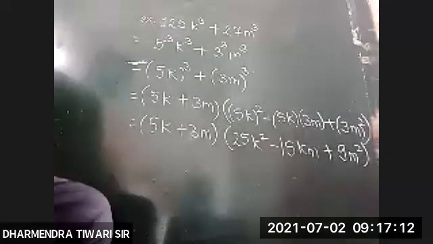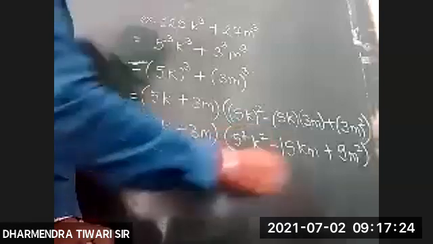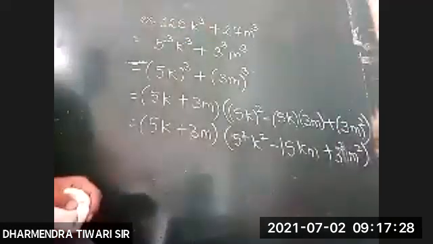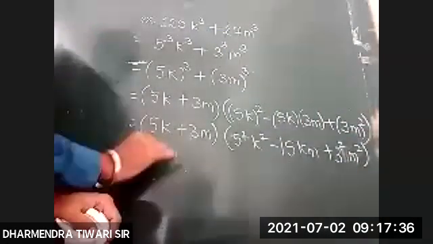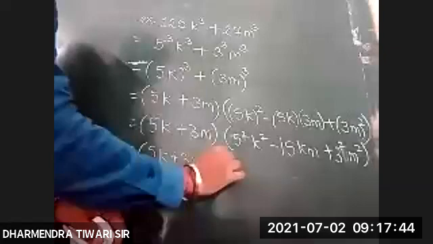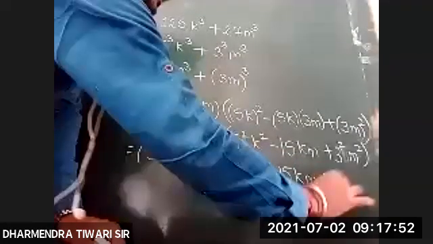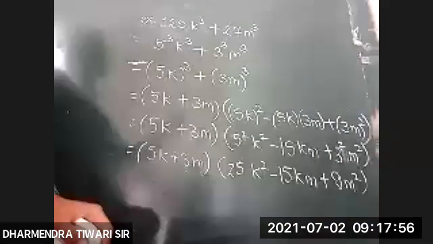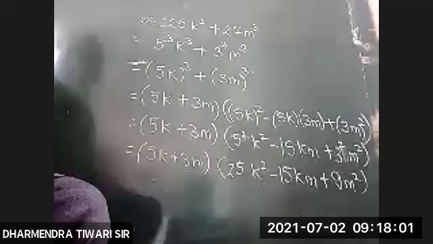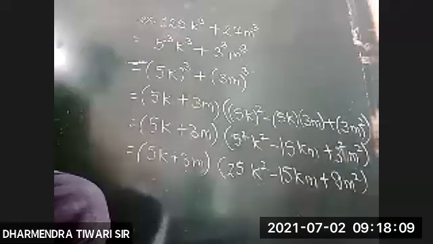9. You can write directly 9m square, or again you can use the steps we have done in the earlier problem, that is 3 square m square, applying the law of indices. Now the bracket 5k plus 3m, you can write it as 25k square minus 15km plus 3 square, which is 9m square. So this step is clear, and we are done with the problem.